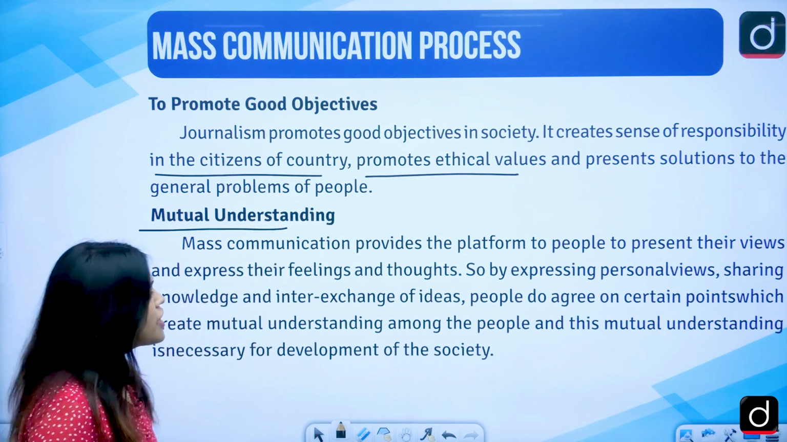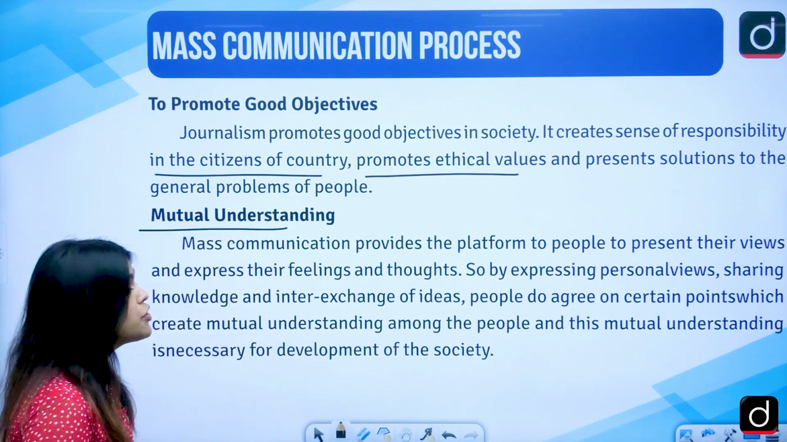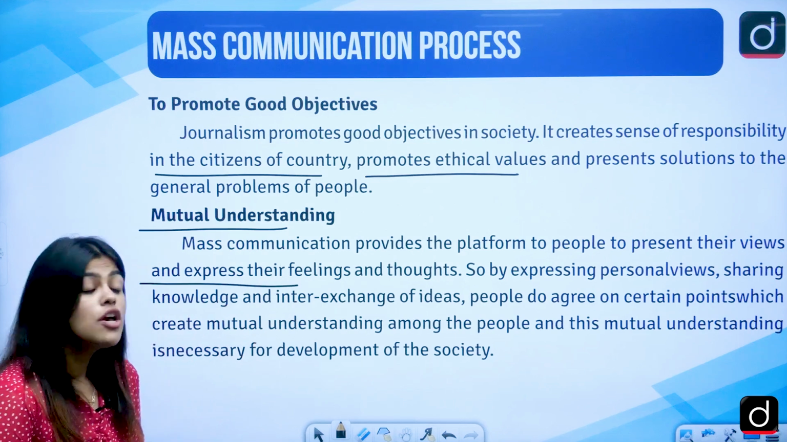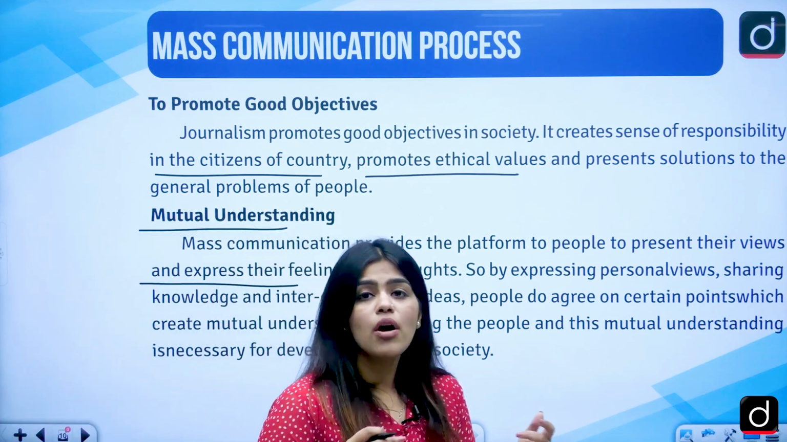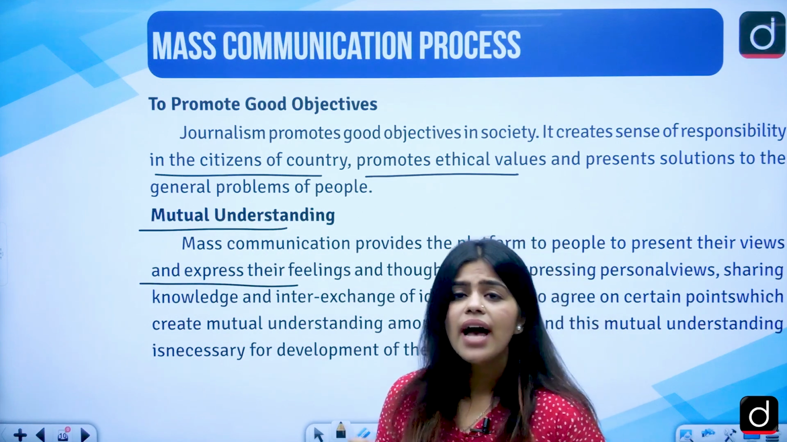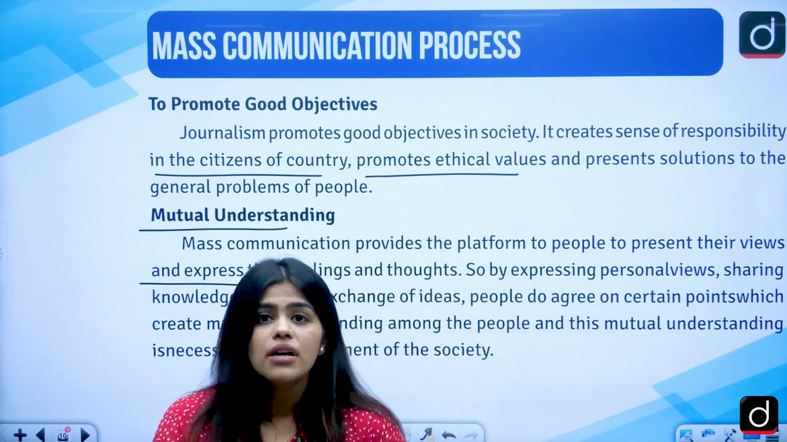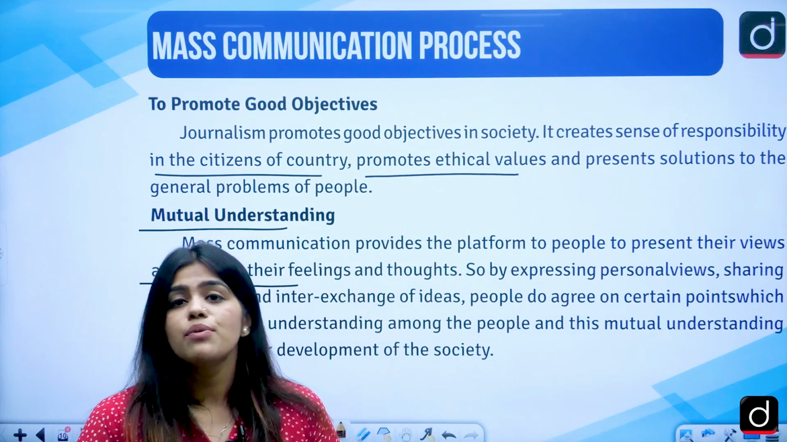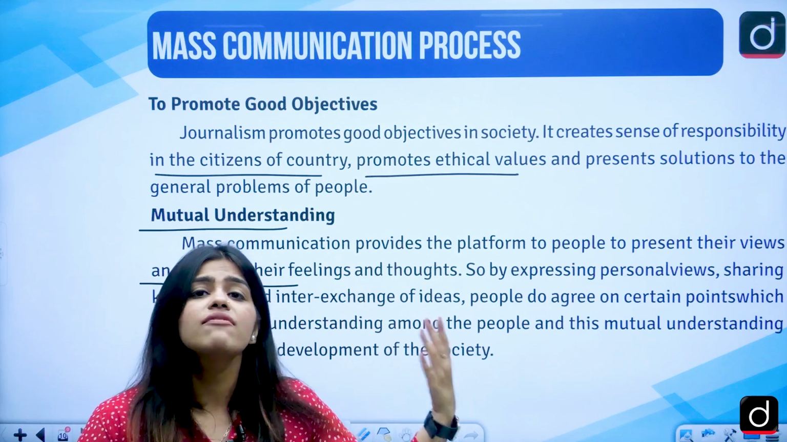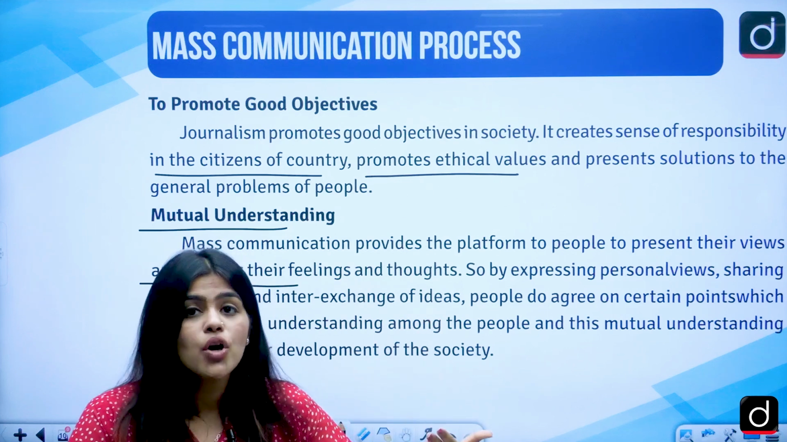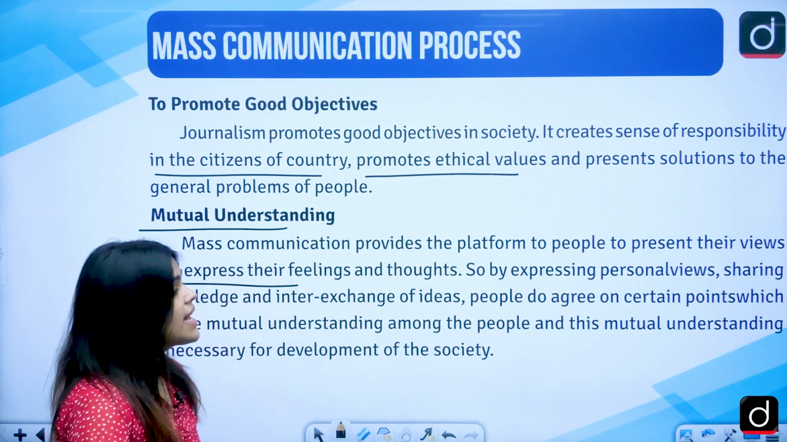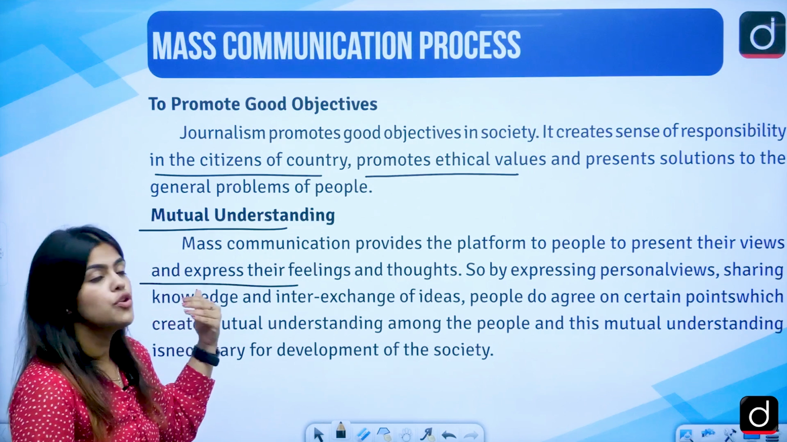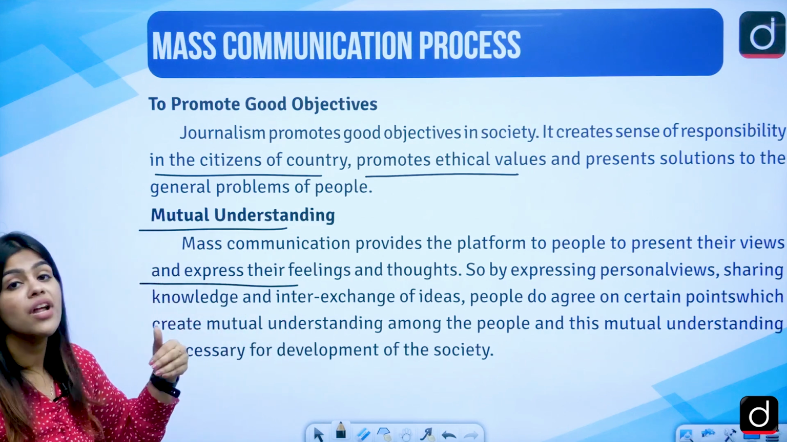Then comes mutual understanding. So mass communication provides a platform for people to present their own views and express their own feelings and thoughts. If mass communication is not biased toward anyone, and of course is real in nature, then it will be giving power to everyone. Even the subalterns who are not heard will have the power to come forward and talk, right? So this means that they can express themselves, share their own knowledge, and exchange their own ideas.